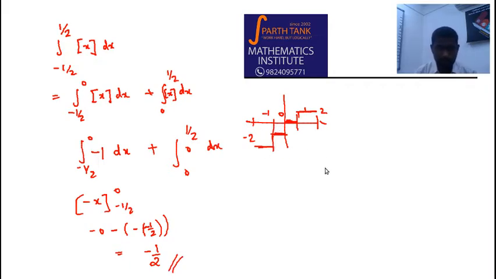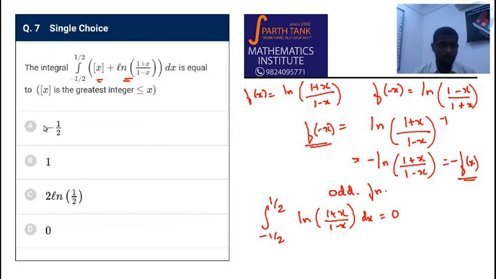Also, if you remember this graph properly, as I told you, in this area from minus 1 by 2 to 0, it is going to have value minus 1. So this area is 1 into 1 by 2, half, but since it is below the x-axis, its value is minus 1 by 2. In this region, the area is going to be 0. So the answer is minus 1 by 2, option A.